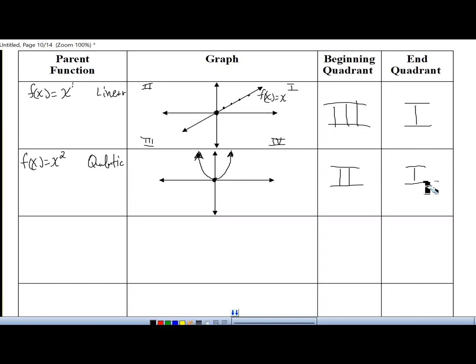All right, next. So let's see, we went from parent function f of x equals x to the first power, which is a linear. Then we went to f of x equals x to the second power, which is quadratic. What do you think will be next? F of x equals what? X to the, yeah, I see you guys saying 3.